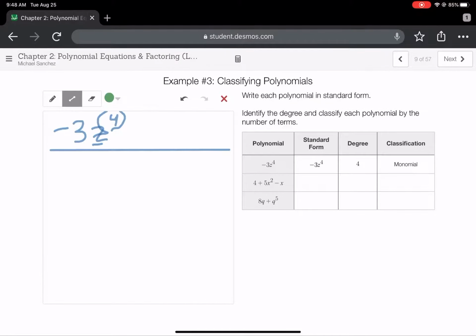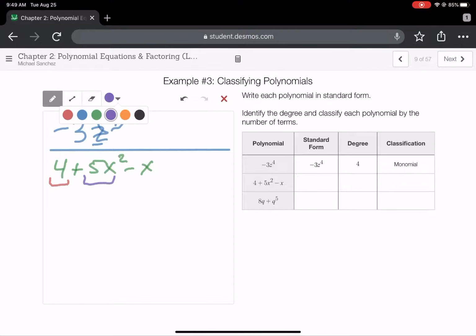Our next one is 4 plus 5x squared minus x. Now this one has various parts, so we're going to have to identify our degrees for each of the terms so that we can reorganize it in standard form. So our first term here is a 4, no variable. If it has no variable, our degree is 0.